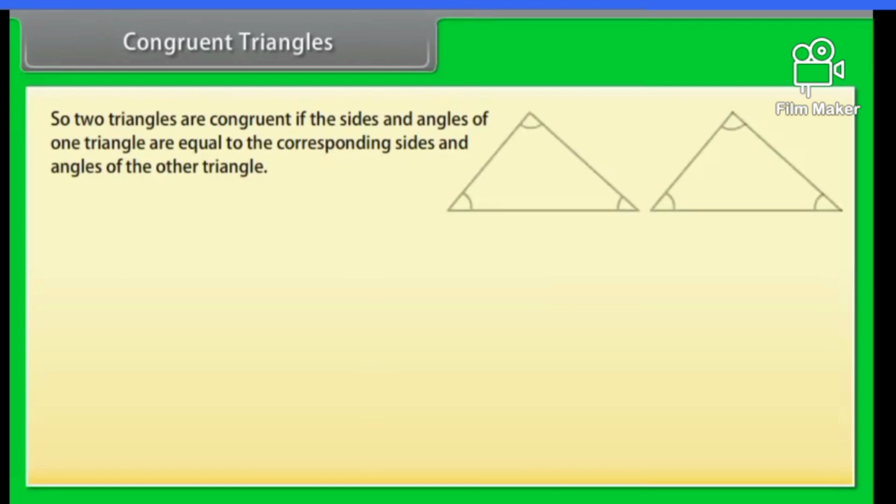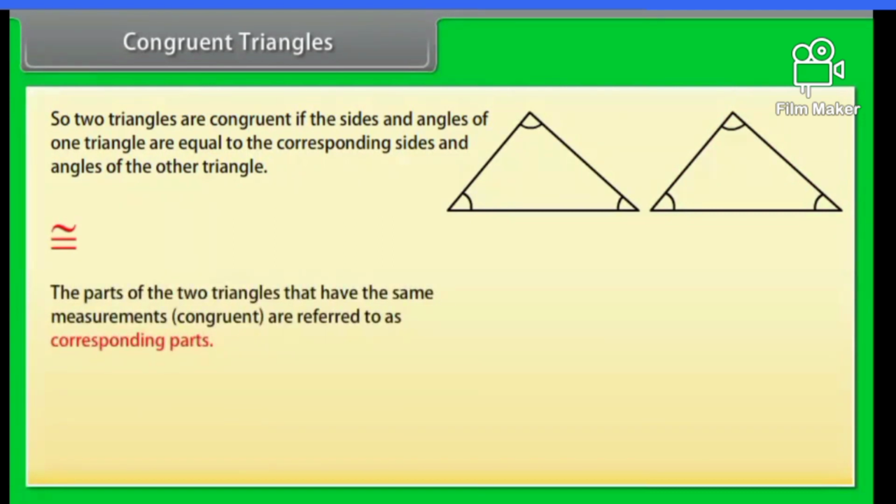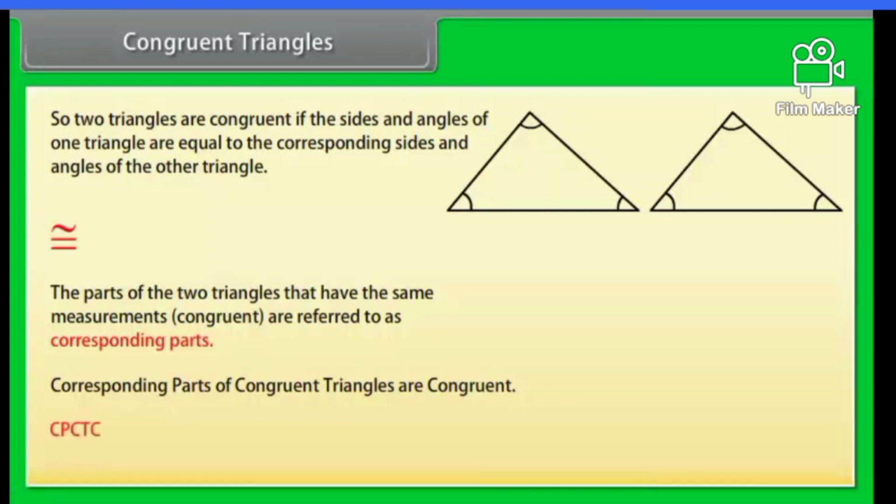So two triangles are congruent if the sides and angles of one triangle are equal to the corresponding sides and angles of the other triangle. This is the sign of congruency. The parts of the two triangles that have the same measurements, congruent, are referred to as corresponding parts. This means that corresponding parts of congruent triangles are congruent. In short form, we write it as CPCTC.